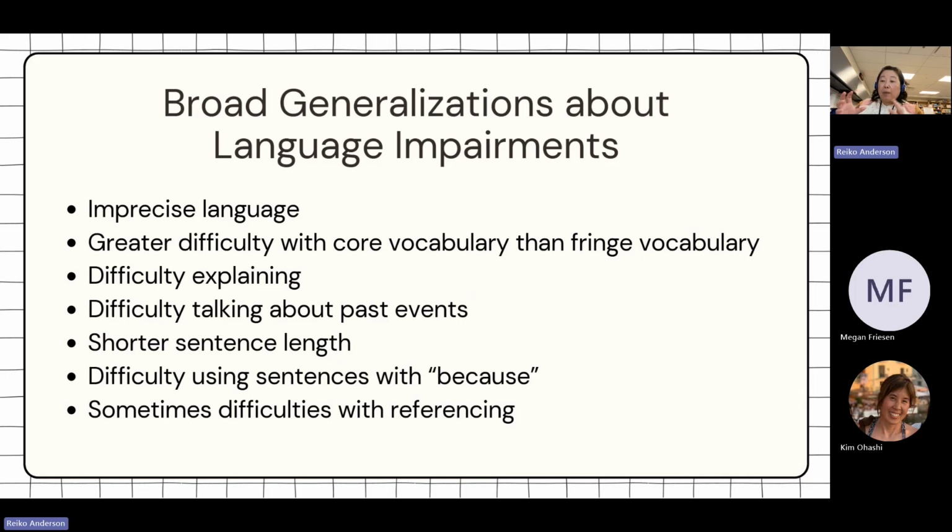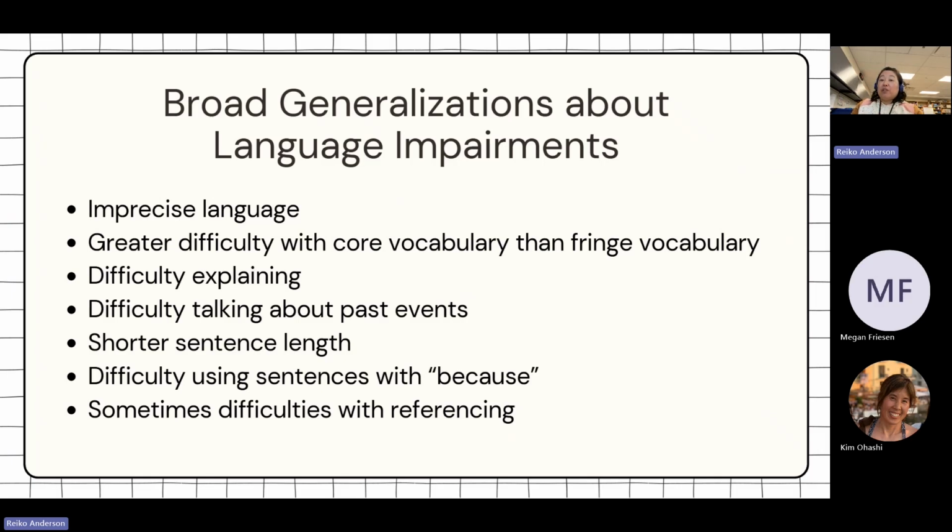Sometimes they lack the vocabulary to get really specific. Sometimes there's greater difficulty with core vocabulary than fringe vocabulary. We'll talk about that in a second, but essentially, a lot of the kids I work with have a large knowledge of nouns, right? We know Spider-Man and the Hulk, but then we don't know the verbs to go along with them, like need and fly and that kind of stuff.